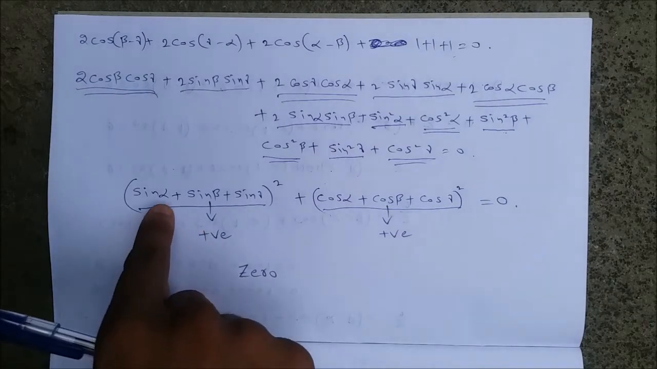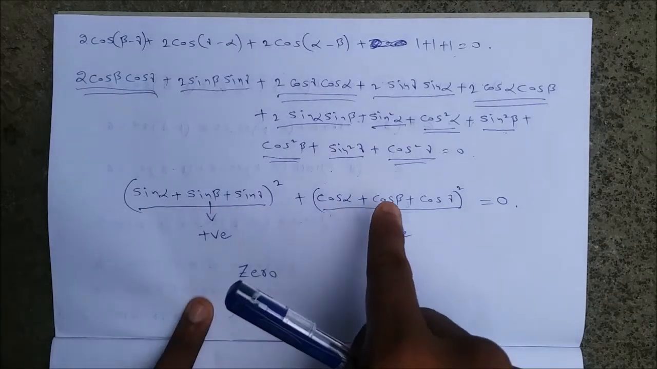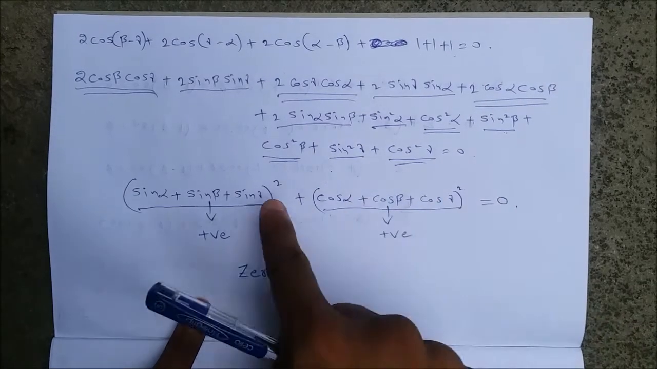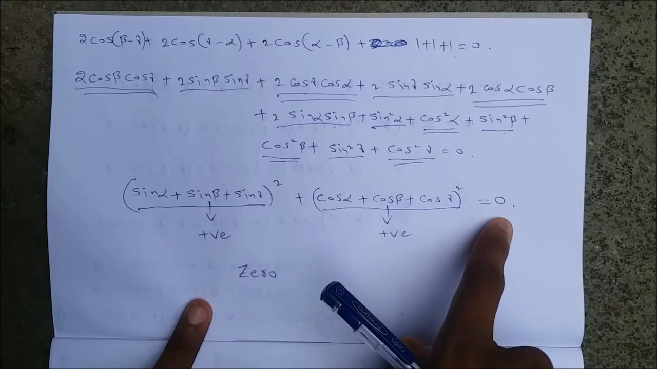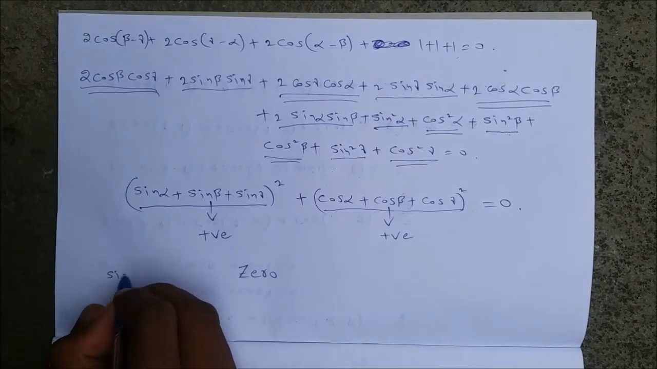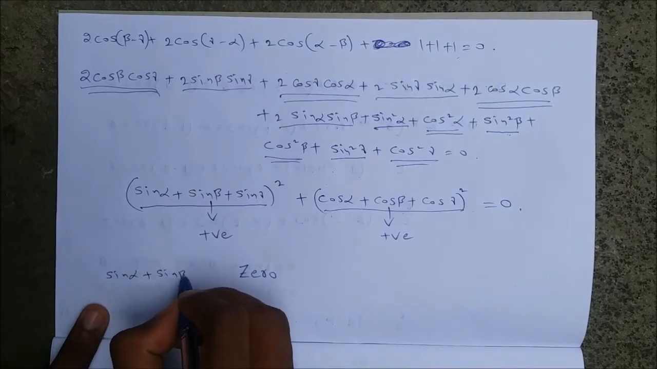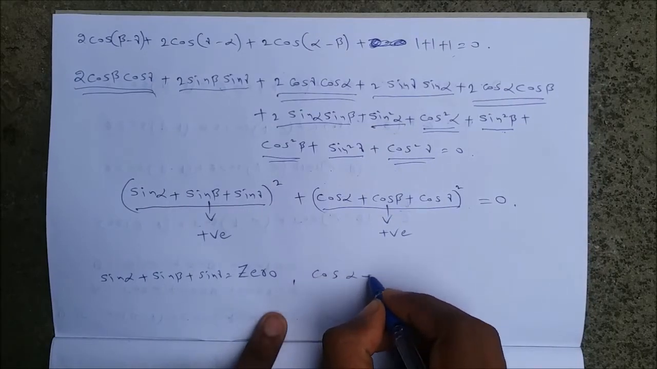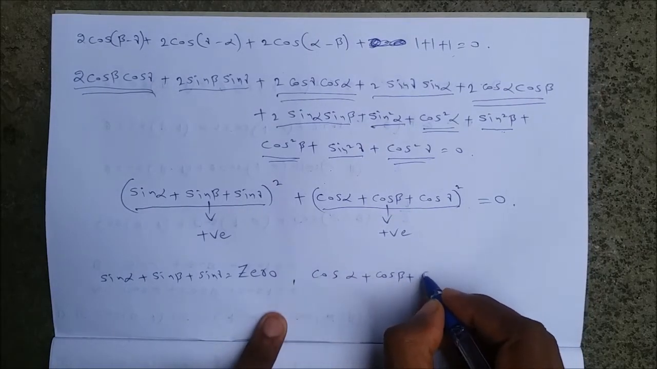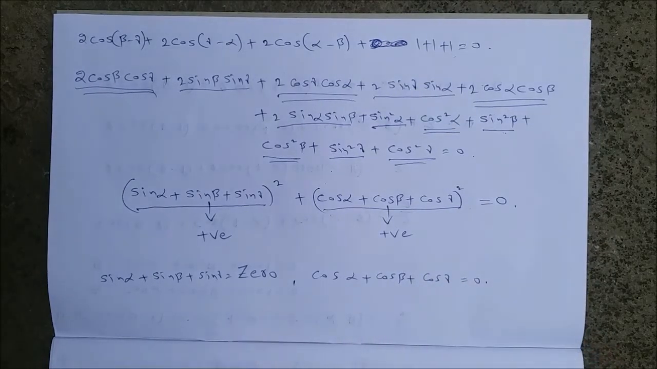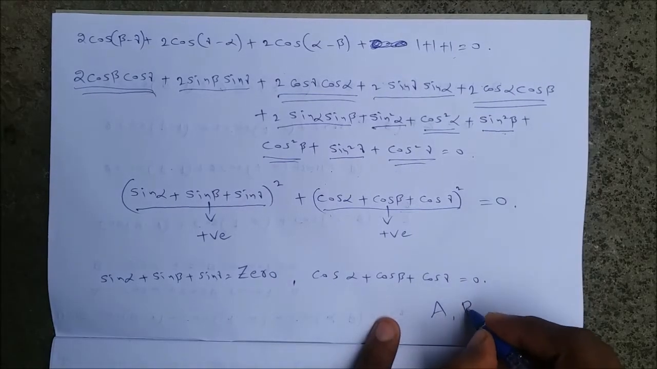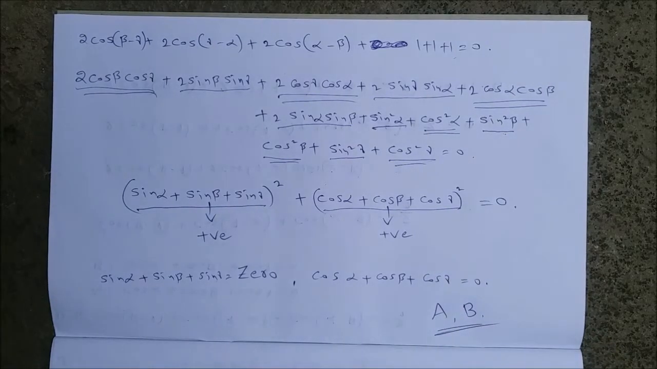0 should be there in the place of sin alpha + sin beta + sin gamma, as well as 0 should be there in the place of cos alpha + cos beta + cos gamma. Then only after doing the square and adding, we will get the answer 0. So it means sin alpha + sin beta + sin gamma should be 0, as well as cos alpha + cos beta + cos gamma should be equal to 0. These two should be equal to 0. So both statement A as well as statement B, both the statements are true.